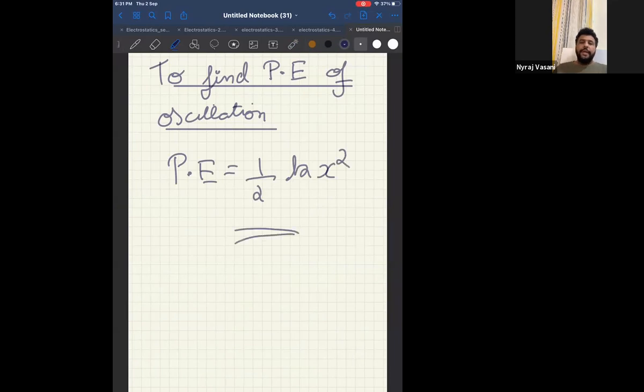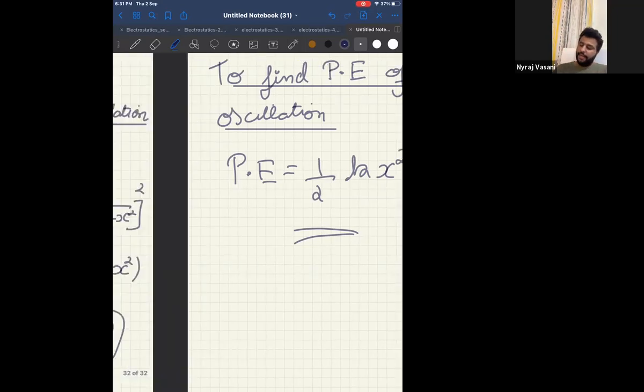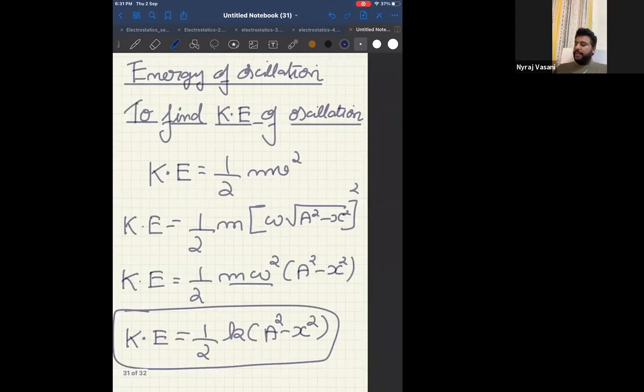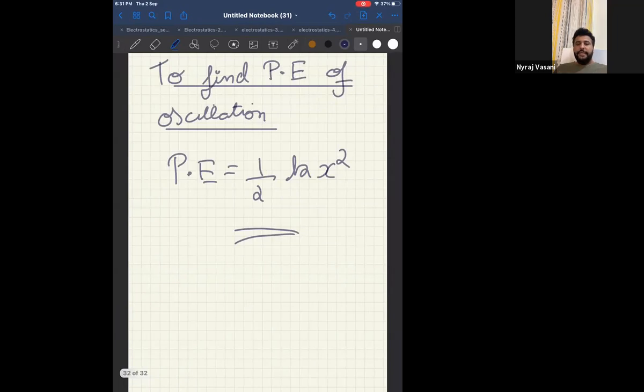Derivation is over. You directly have the formula for potential energy of oscillation. That is half k x square. Make a note. Therefore, what is kinetic energy of oscillation? Half k a square minus x square. And what is the formula for potential energy of oscillation? Half k x square, correct? Made a note already, all of you? Yes, sir.